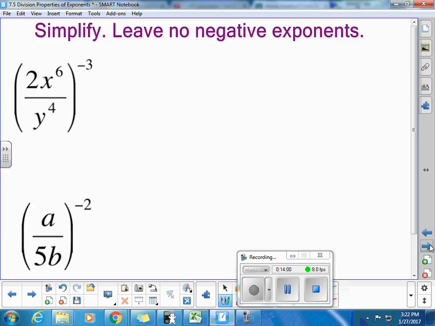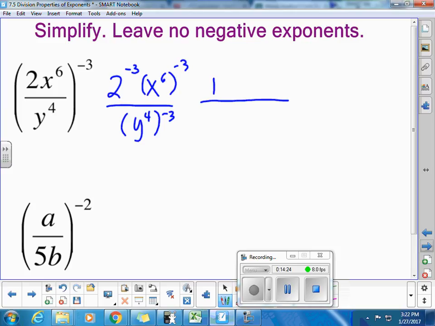Let's see, this one, can we simplify inside? No. So I'm going to distribute that negative 3. So I have 2 to the negative 3, x to the 6th to the negative 3, over y to the 4th to the negative 3. 2 to the negative 3, I know that's going to be 1 over 2 to the 3rd. X to the 6th raised to the negative 3, power raised to a power, multiplication would be x to the negative 18th. So it's going to be 1 over x to the 18th because I'm going to move it and lose the negative.